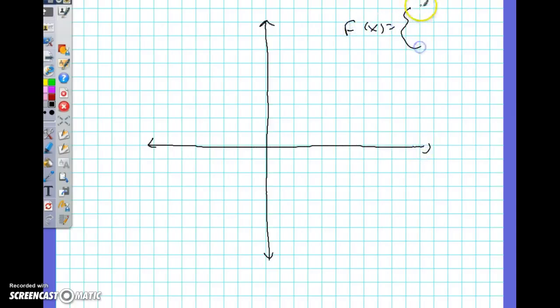f of x is 1 if x is greater than or equal to 2. It is x if negative 1 is less than or equal to x is less than 2, or negative x minus 3 if x is less than negative 2. Agree? Yeah. So far so good.